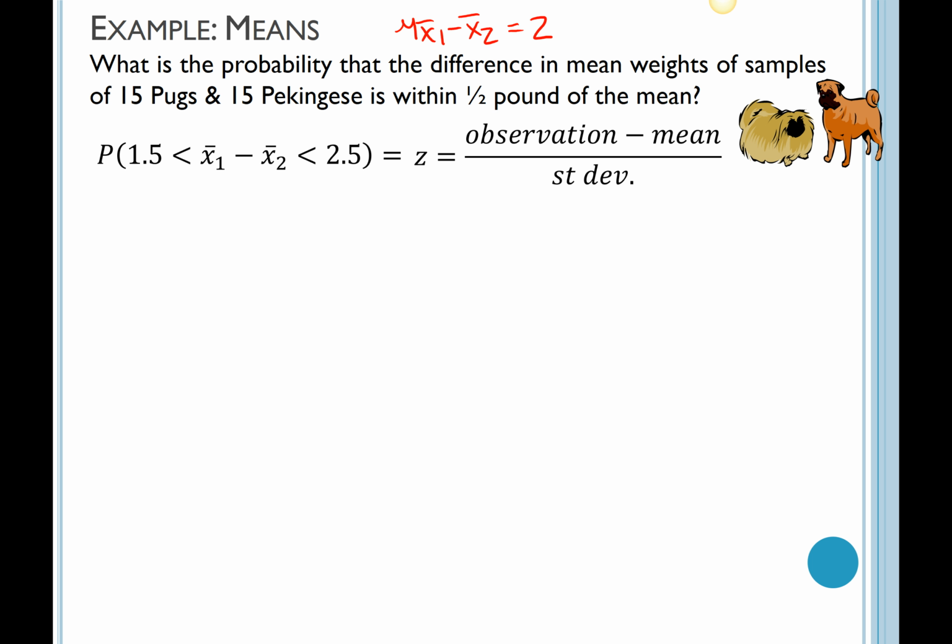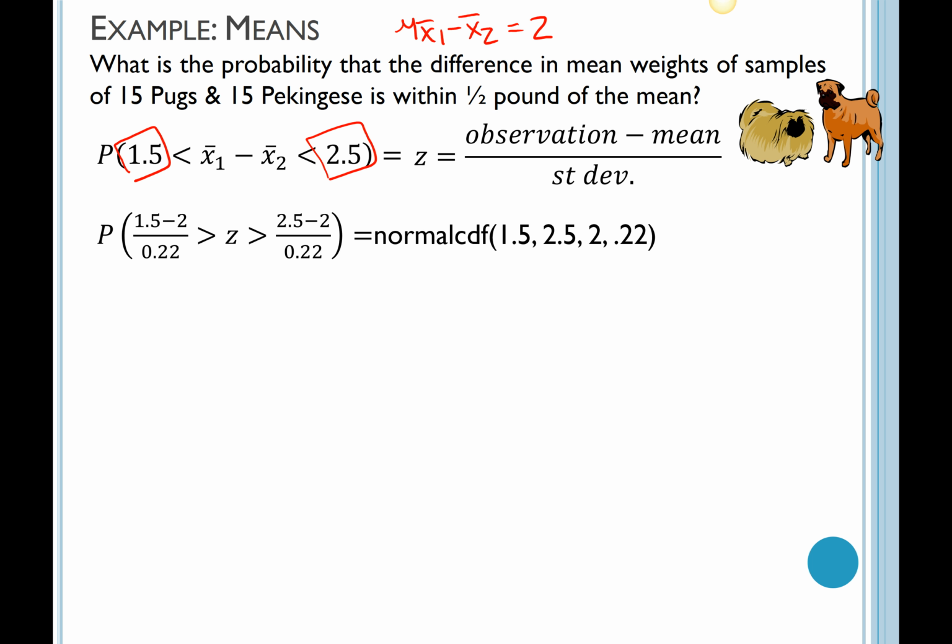Again, we're going to use our z-scores. Observations being the 1.5, this would be observation 1, and 2.5 is observation 2. Plugging that into your z-score formula, you're going to do 1.5 minus 2 over 0.22, and 2.5 minus 2 over 0.22. If you don't like that, remember you can just use normal CDF with 1.5 as the lower bound and 2.5 as the upper bound.